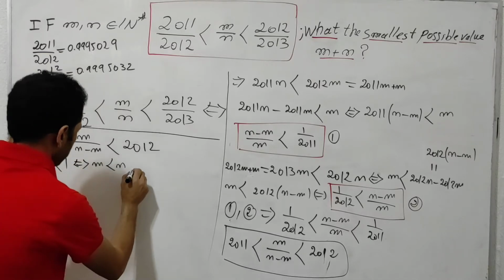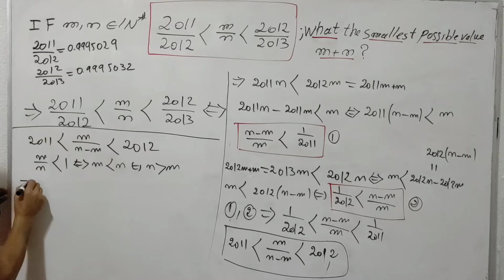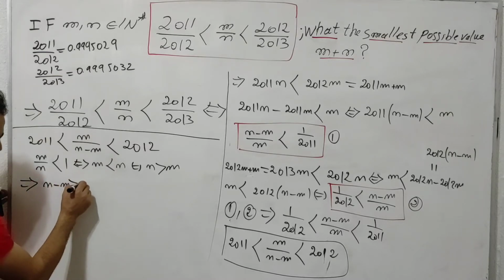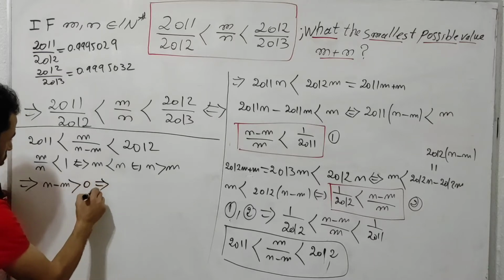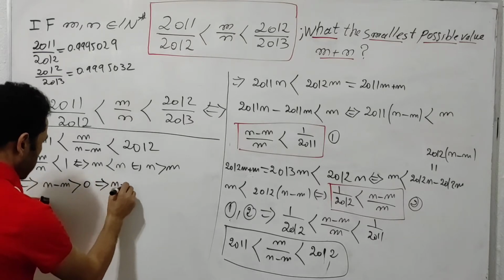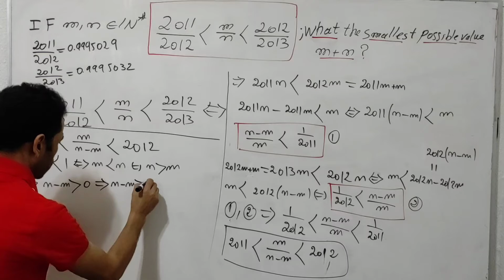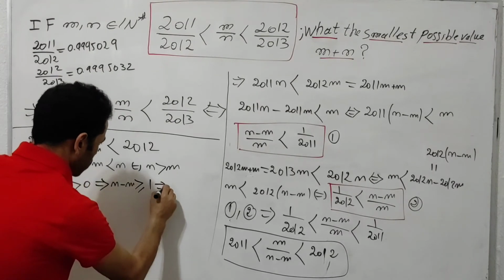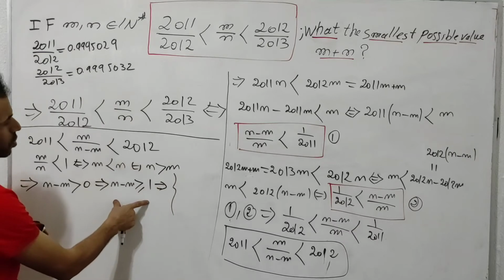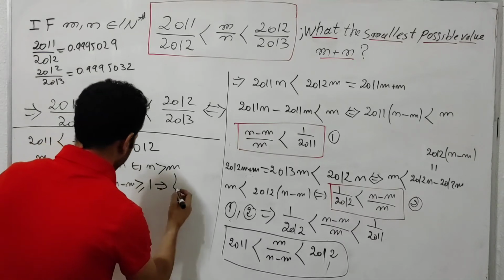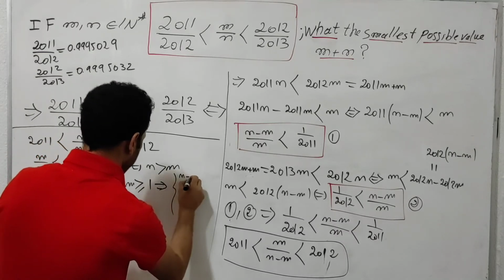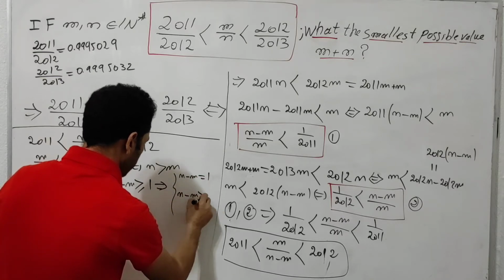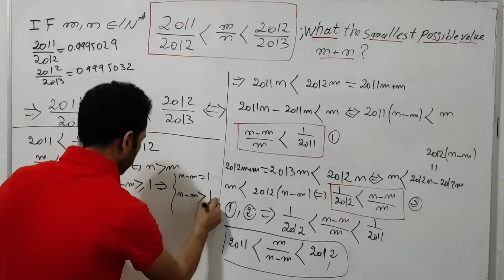Okay, I'm going to take the difference of this one. This implies n minus m is strictly superior than 0. This one implies n minus m superior or equal to 1. Okay, that one is taking two possibilities. The first possibility, n minus m equal to 1, or n minus m strictly superior than 1.